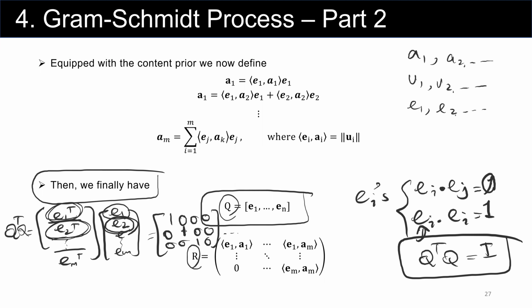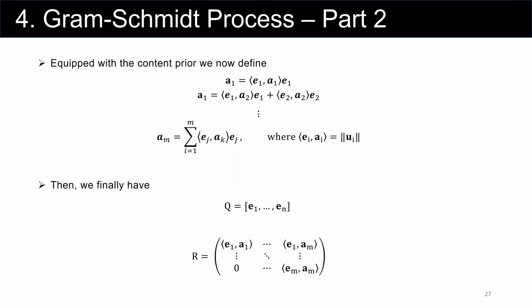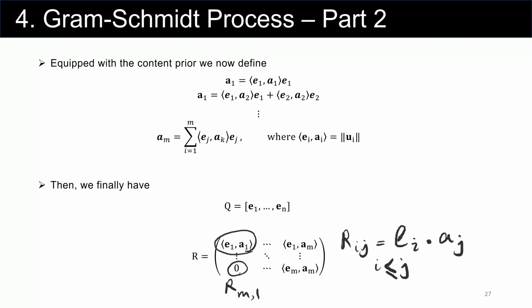And for R, the elements of our upper triangular matrix are as follows. The first element is the inner product of e1 and a1. So I would translate it this way: r_ij is equal to the inner product of e_i and a_j, only when i is less than or equal to j. What does that mean? This element is r_m1, so in this case i is greater than j, and r_ij should be 0.